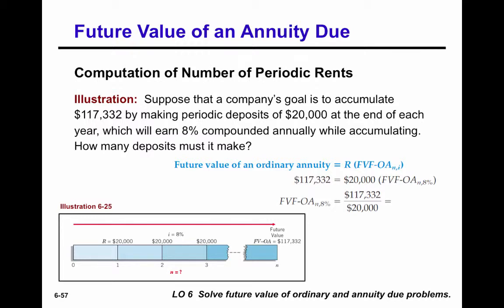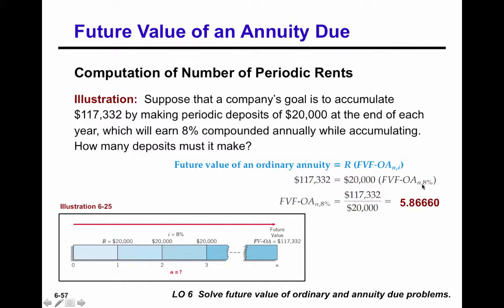Here's another ordinary annuity scenario, and this one we know what the future value is, we know what the goal is, we know how much we're going to deposit on an annual basis in this case with annual compounding at 8%. The question is, how many deposits will it take? So now, again, this is an ordinary annuity scenario, so the first payment occurs at the end of the first period. What we're going to do is take the $117,332, the known future amount, divide it by the amount of the rents, and that will lead us to the future value factor that we'd have to multiply the annual rents by to arrive at that future value.